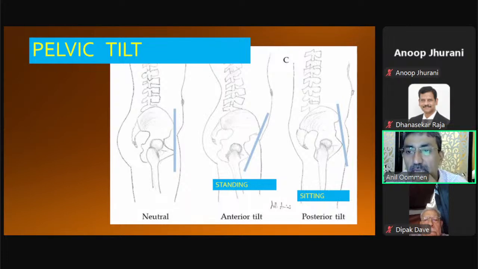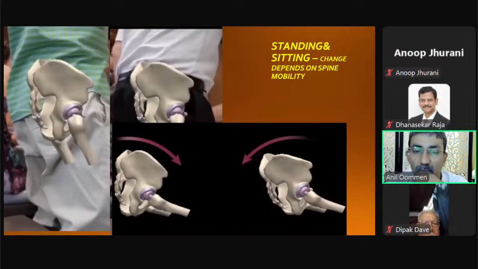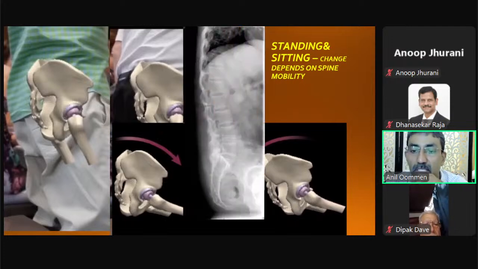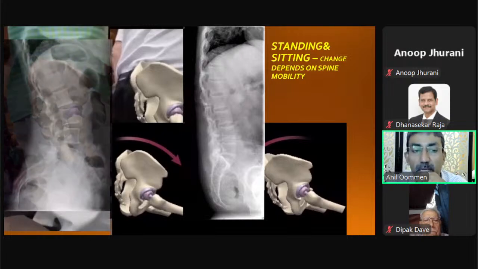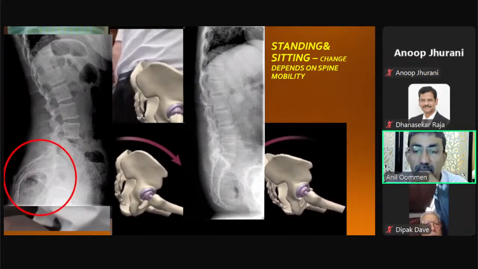Now, what happens to the spine at this stage is also important. First, let's stay with the pelvis. Because standing and sitting depend on spine mobility, different individuals may have different orientations of the pelvis. In some there could be an anterior tilt and in others a posterior tilt, and that invariably shows an orientation or limitation in their spinal mobility. It could be either a lordosis or a loss of lumbar lordosis, and that is what reflects on the pelvic tilt.